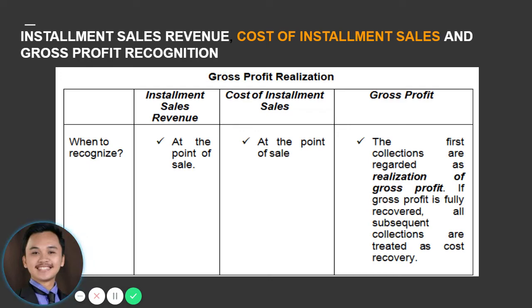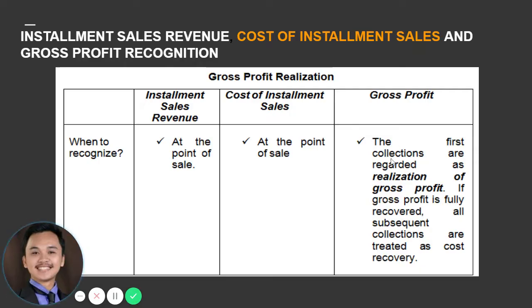We do not recognize any profit or gross profit as long as we were not able to collect the entire cost of the product or of the inventory. But in this gross profit realization, we will recognize profit first prior to recording collection pertaining to the total cost. So it is the exact opposite of the cost recovery method.